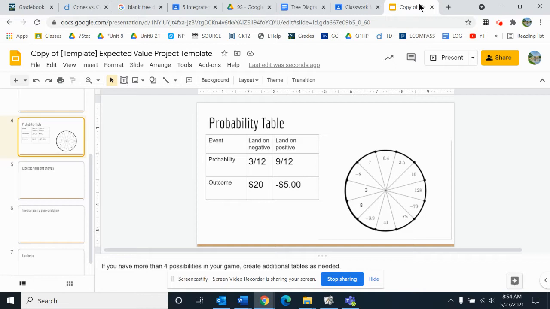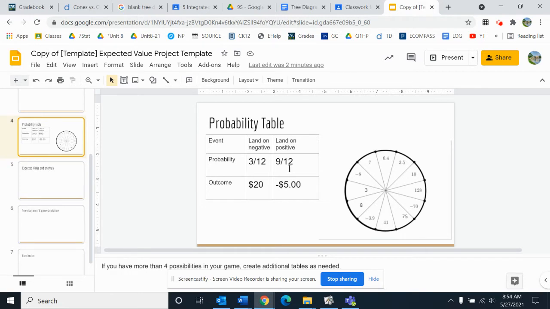So assuming that you are done with your probability table, where you have your events, your probabilities, and your outcomes, what we're going to use are the probabilities and the number of events to create our tree diagram. Notice that there are two events in this situation. I either land on a positive number or I land on a negative number. I have 3 negative numbers on my spinner and 9 positive. So those are my 2 probabilities.